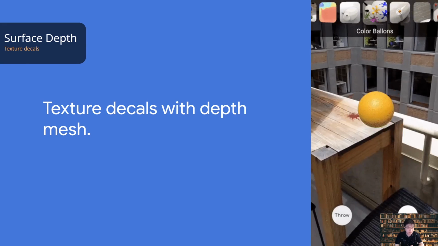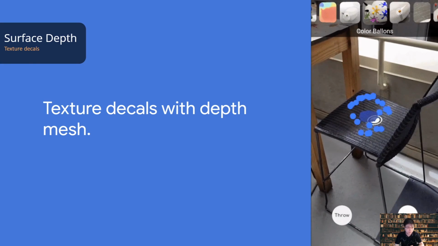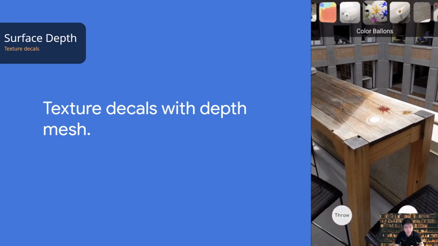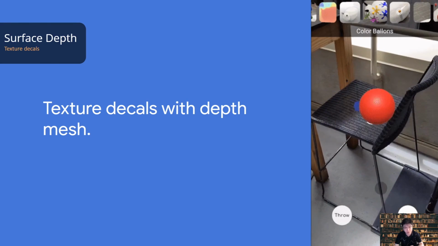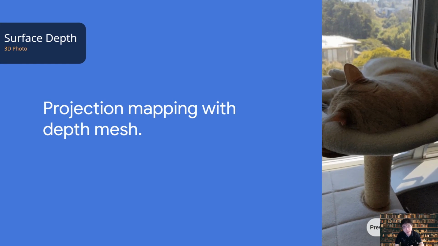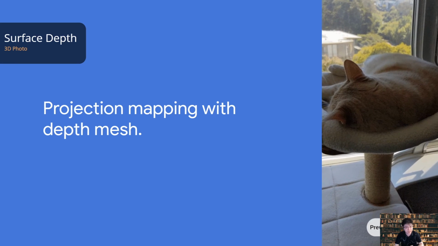An advanced example is color balloons thrown onto the physical surfaces with texture decals. The balloons will explode and wrap around surfaces upon contact with any physical object, such as the corner of a table. 3D photo effect is also included in DepthLab with texture projection mapping techniques.